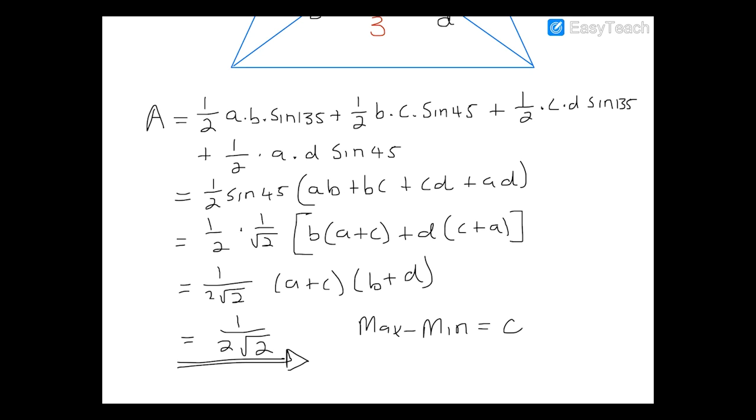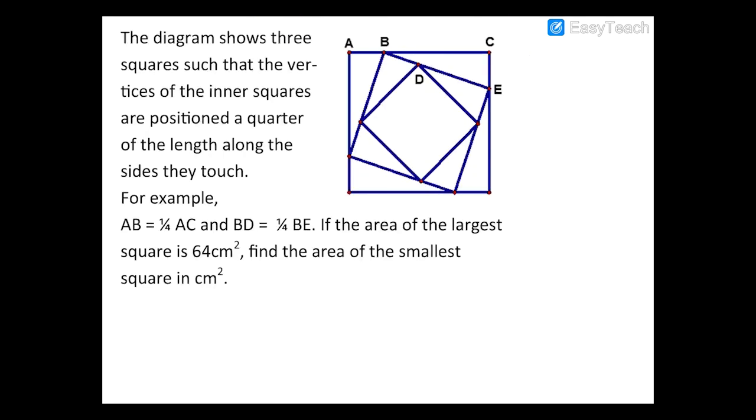Now, the next question says the diagram shows three squares such that the vertices of the inner squares are positioned a quarter of the length along the sides they touch. So for example, AB here will be a quarter of AC, and BD will be a quarter of BE. If the area of the largest square is 64 centimeters squared, find the area of the smallest square in centimeters squared. Now, we know that AC squared is equal to 64.